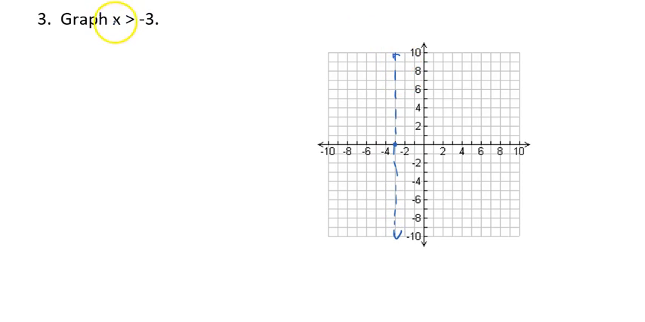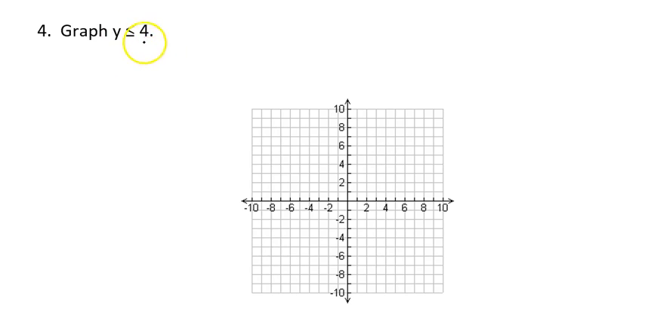And then it is x greater than -3. Well, you have to think, where are x's bigger than -3? The left side or the right side? In this case, it's the right side. So you shade all over here. And obviously, any point that you pick in this area is going to have an x value that's greater than -3. And so that completes that graph.